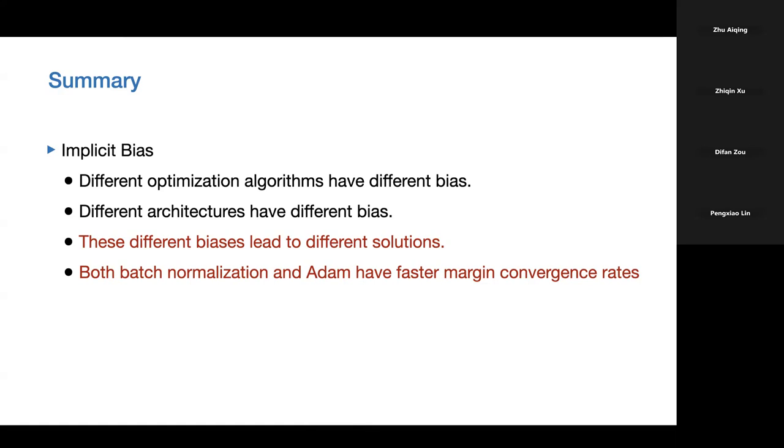The good thing is that we also demonstrate that these empirical designs, like adding a batch normalization layer or using Adam, can have a faster margin convergence rate. So that is possibly one reason why people use these in the training of deep neural networks, because people want faster convergence in order to save computational complexity.